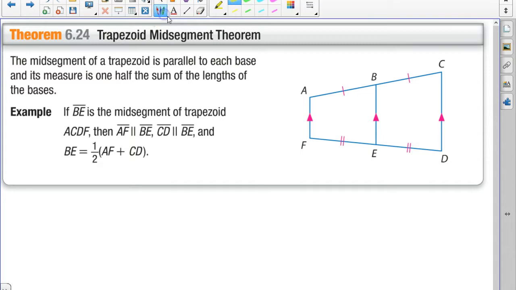So this one right here, this is the mid-segment BE. Okay. Segment BE is the mid-segment. Now that segment is parallel to both AF and CD. It's also the average of AF and CD. Now the book will say it's 1/2 the sum, but that's really what that means. Just average AF and CD, and BE is right in the middle. So all of our problems basically in this section for trapezoids deal with all these properties. So let's look through some examples.